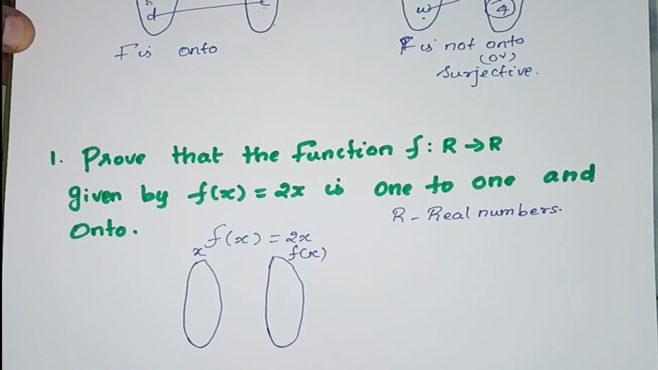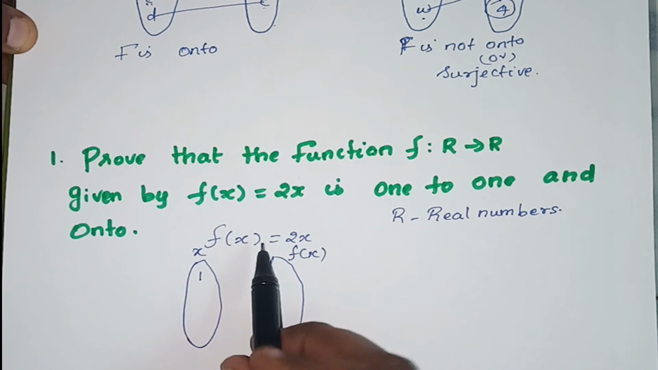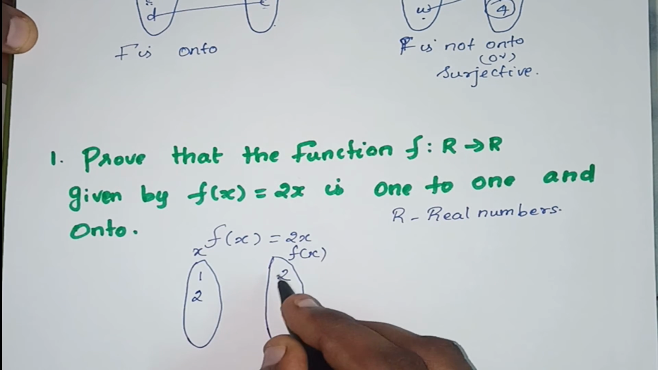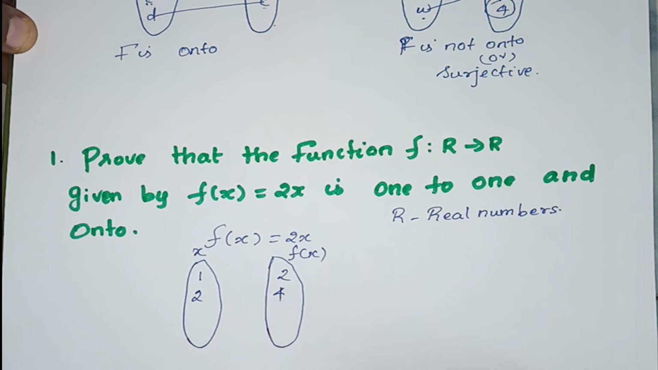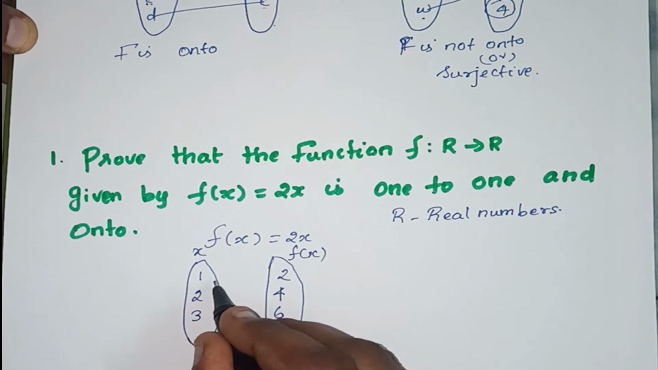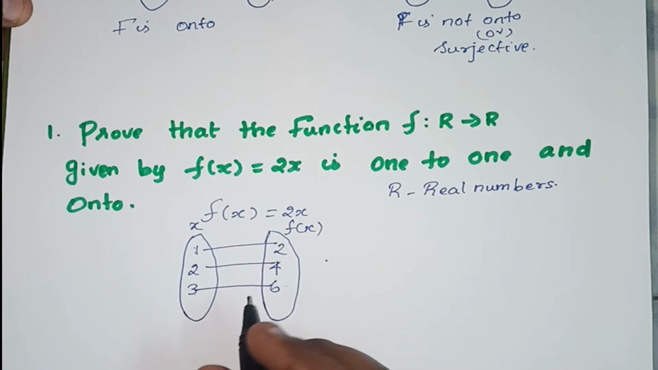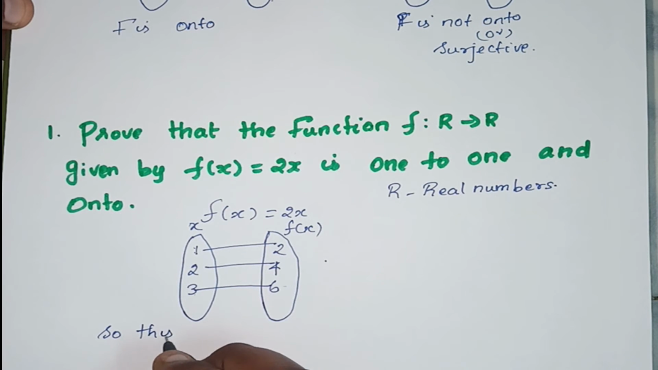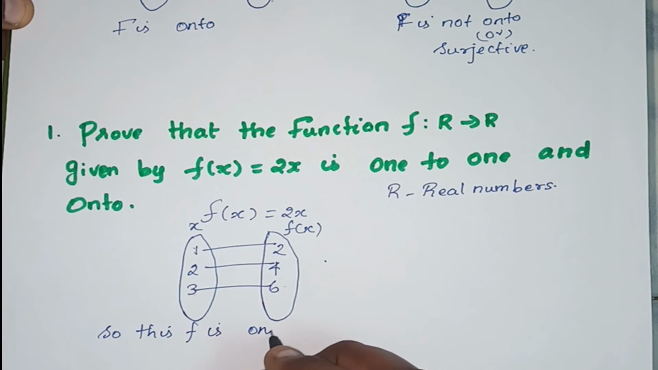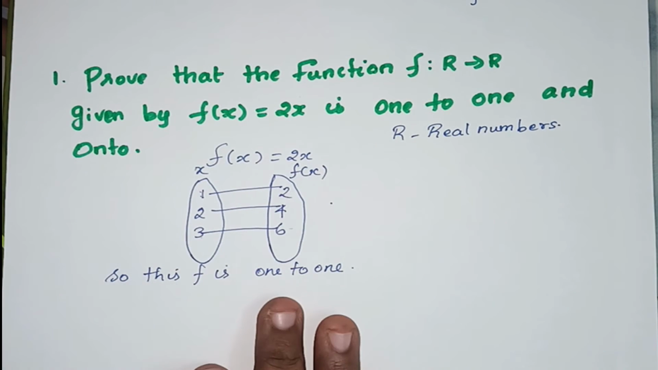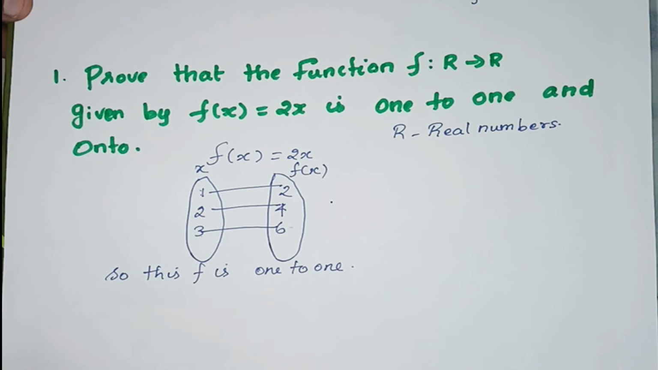This is x, this is f of x. If we take x as 1, f of x is 2 into x, that is 2. If you take 2, that is 4, right? If you take 3, that is 6. So that is mapped. So every unique element is associated with a unique element in f of x. So this function is a one-to-one function.